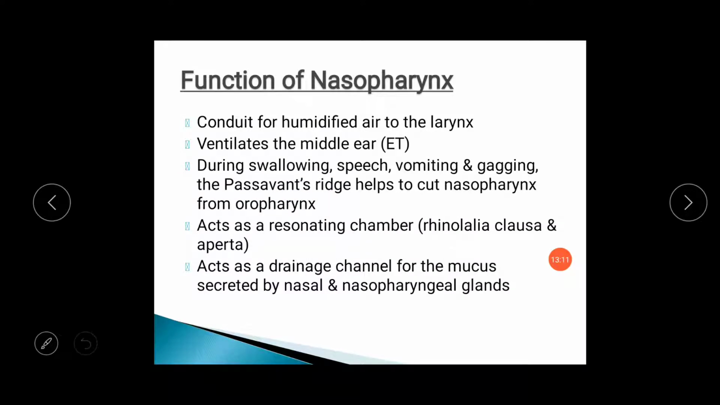Functions of the nasopharynx. It is a conduit or passage for humidified air to the larynx. It aerates the middle ear through the eustachian tube opening, which is present in the lateral wall of the nasopharynx. During swallowing, speech, vomiting and gagging, Passavant's ridge helps to cut the nasopharynx from the oropharynx so that our food bolus or liquid material will not go into the nasopharynx. Due to soft palate palsy, sometimes a patient can develop water and food coming into the nasal cavity from the oral cavity.